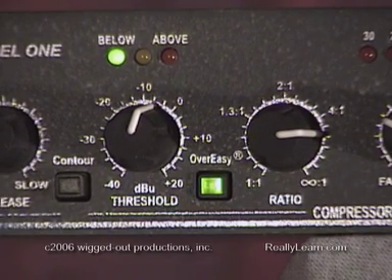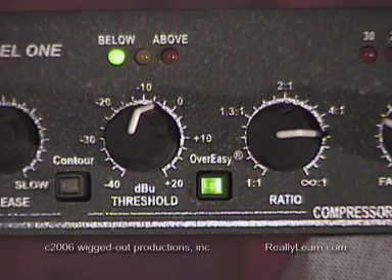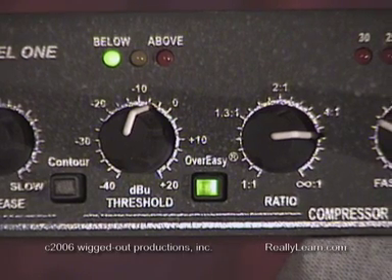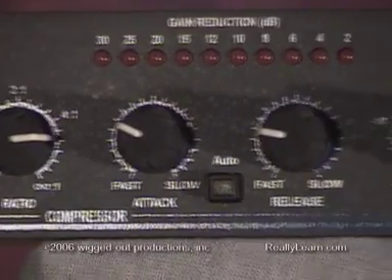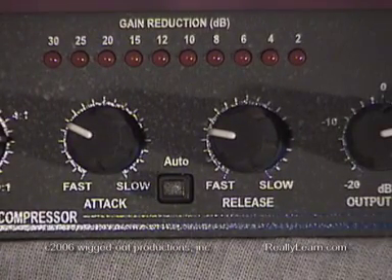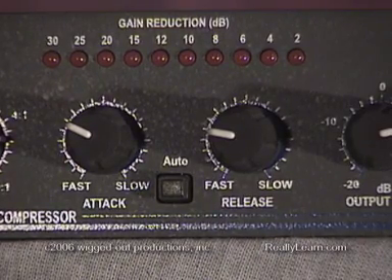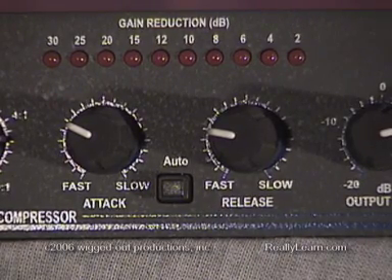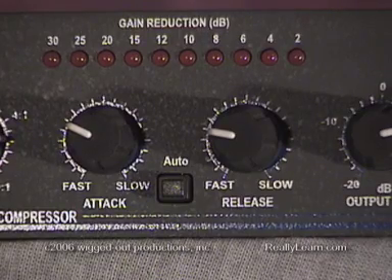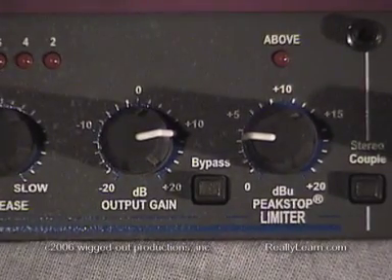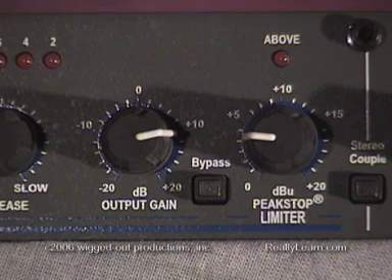The ratio controls the amount of compression once the input level has exceeded the threshold. It controls how much the input level will be reduced as a ratio of the input signal. The attack controls the amount of time before the compression starts after the threshold has been exceeded. The release controls how quickly the compression stops after the signal falls back below the threshold. And the output, or sometimes referred to as the makeup gain, controls the level of the compressor's output.